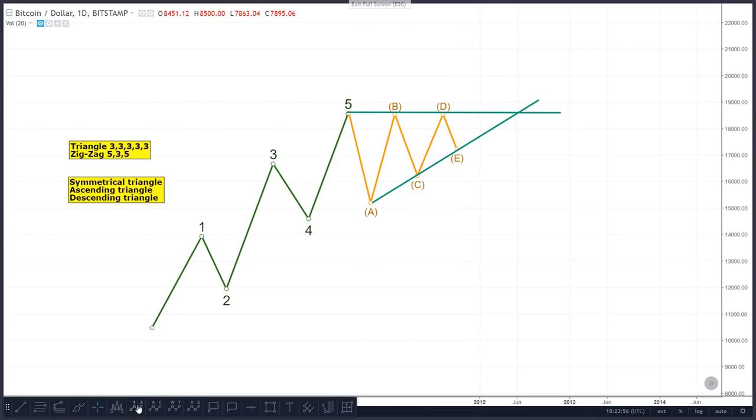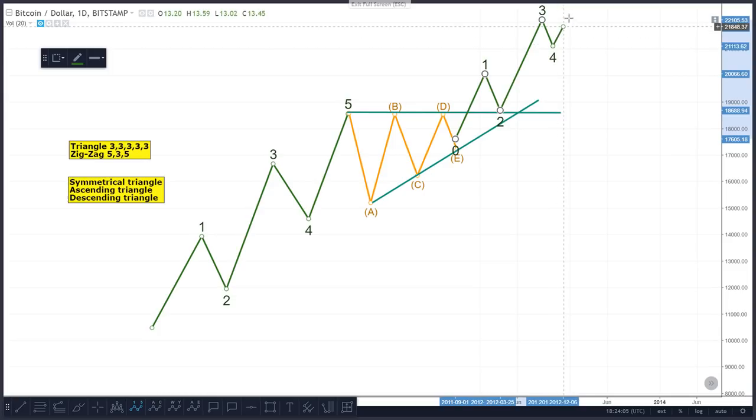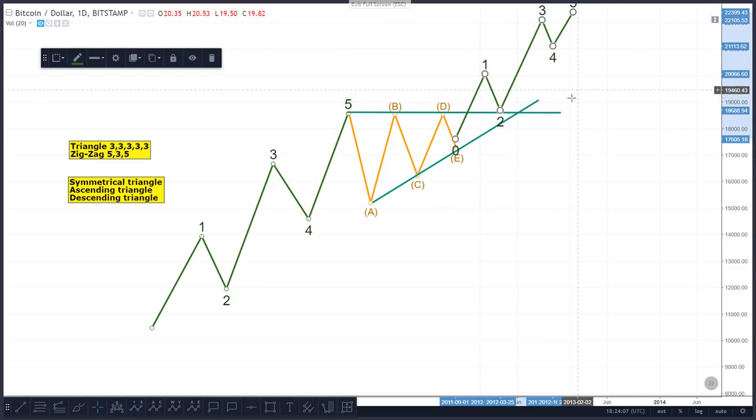Why is it not drawing properly here? Okay, so we get a wave 1 out, often retests this line, then we get a 3, 4, and 5. So that's our impulse wave coming out.